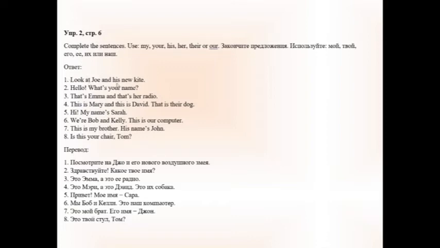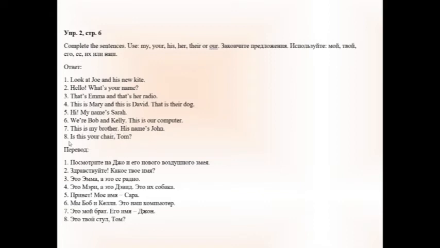Boys and girls, open your books, please. Page number 7. Exercise number 3. Read and choose the right words. Прочтите и выберите правильные слова. The answer. This is Elvin. His hat is green. I'm George. This is my computer.